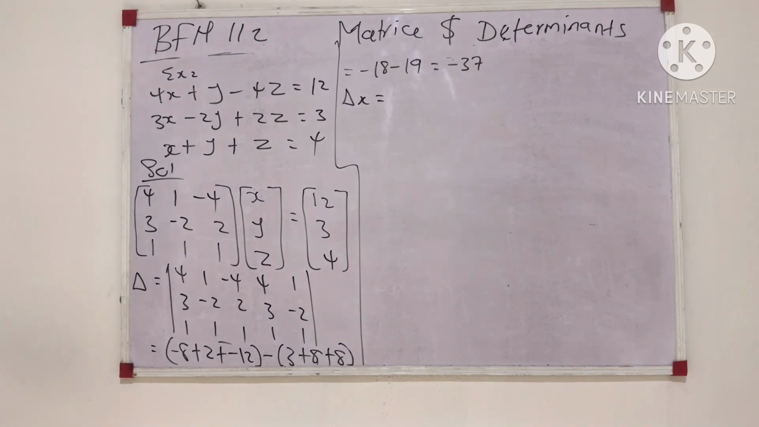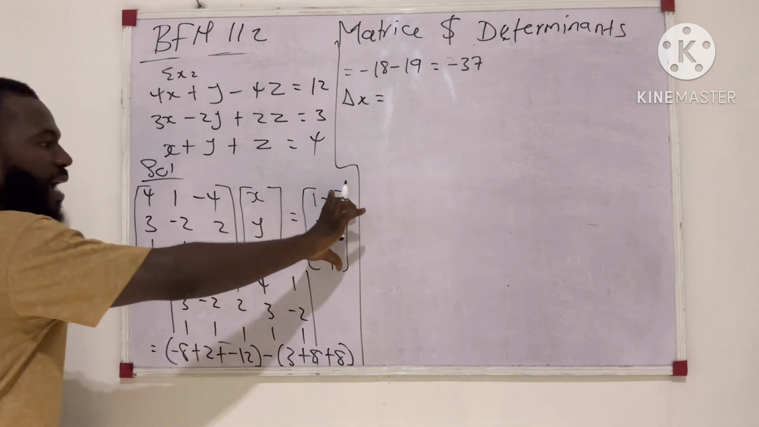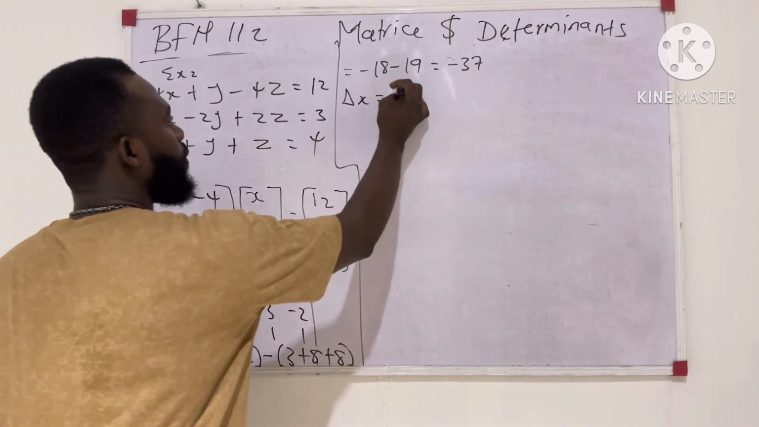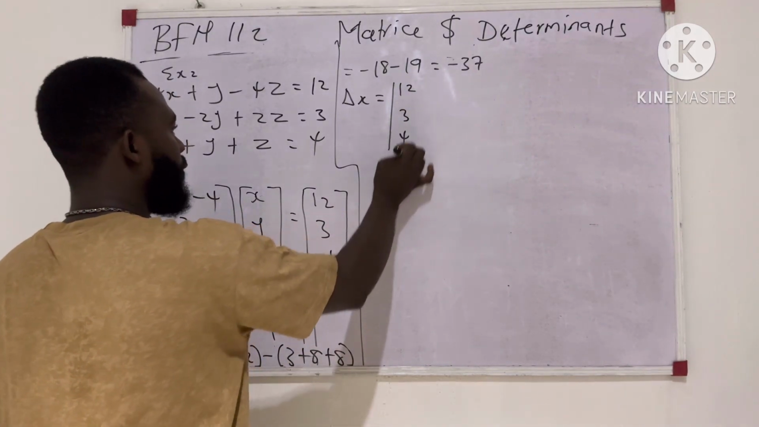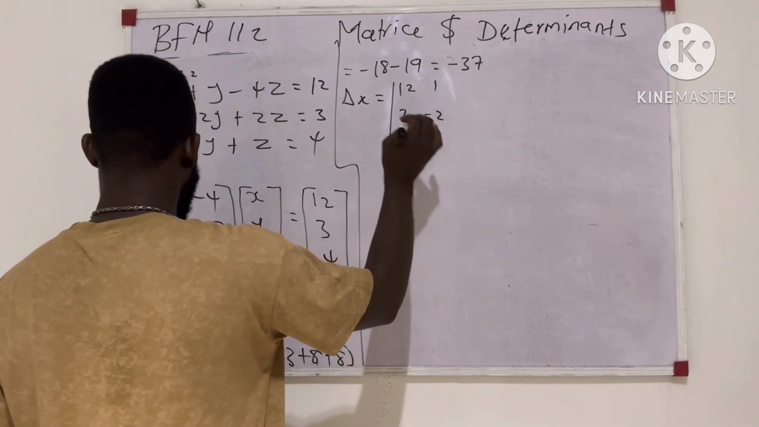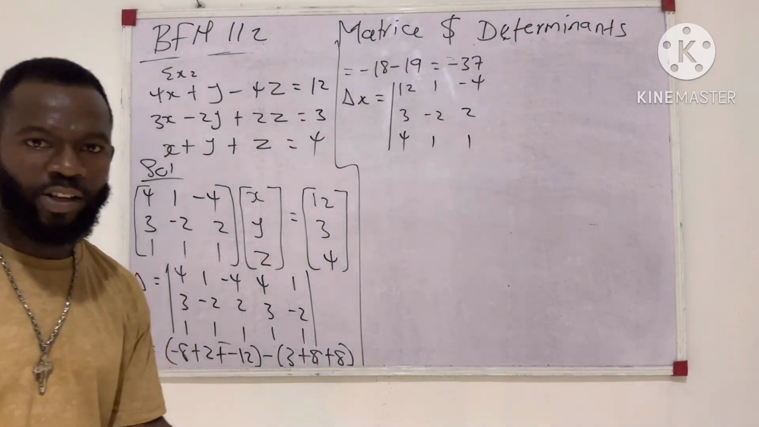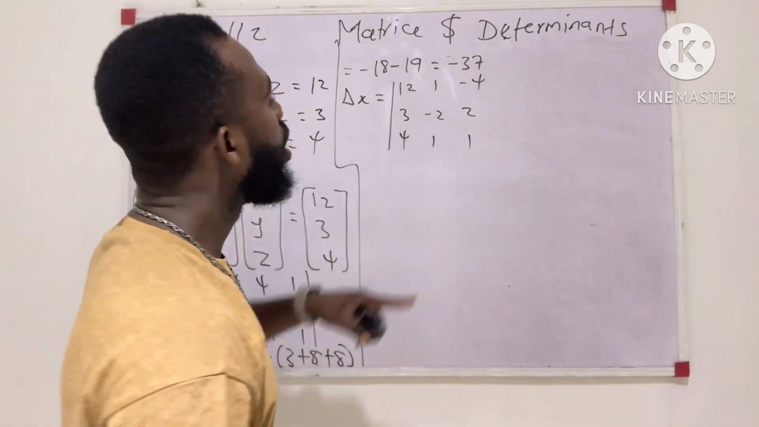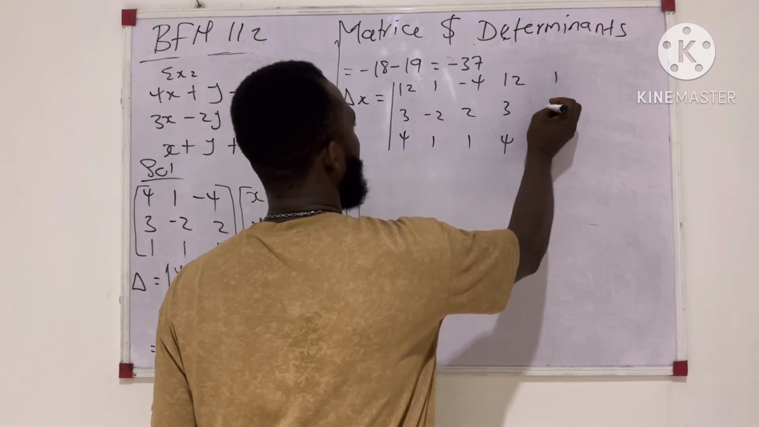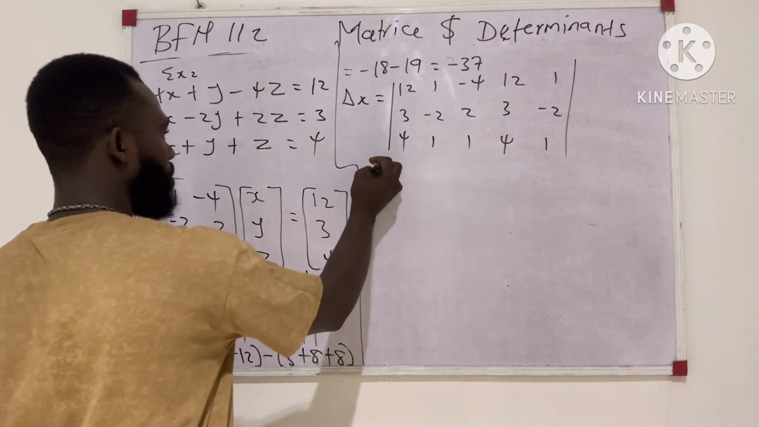Now change in x simply means this first column here, which belongs to x, we'll take it away and replace it with our constants. So here it comes 12, 3, and 4. Now we have the rest as 1, minus 2, and 1, minus 4, 2, and 1. Again, using the method we said, rewriting the first two columns, we have 12, 3, and 4, and 1, minus 2, and 1. All right, so let's work with this.